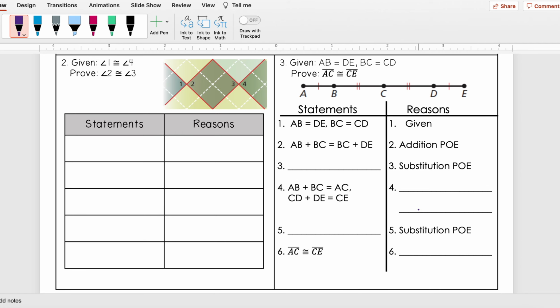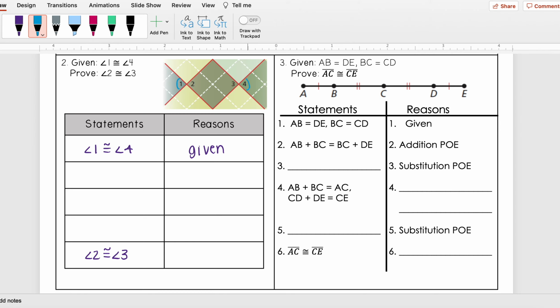Okay, let's look at another one. So here I'm given that angle 1 is congruent to angle 4, and I want to prove that angle 2 is congruent to angle 3. So I have angle 1 is congruent to angle 4. That's what I'm given. I want to somehow get to that angle 2 is congruent to angle 3. And so I can first mark in my diagram angle 1 is congruent to angle 4. And I'm going to put little arc marks there.